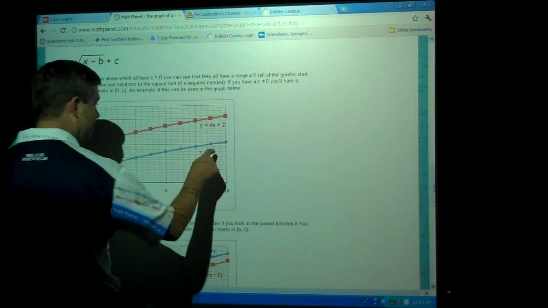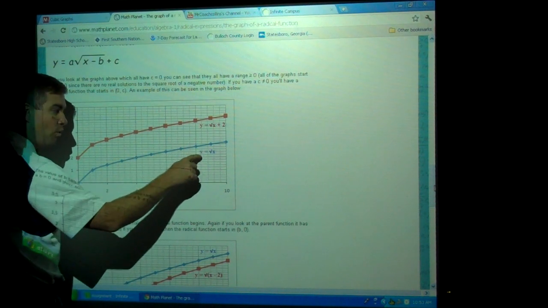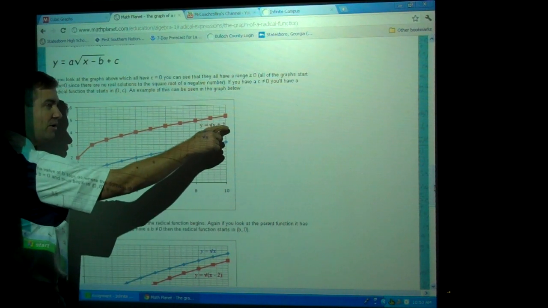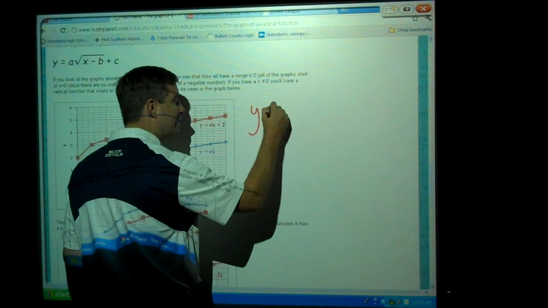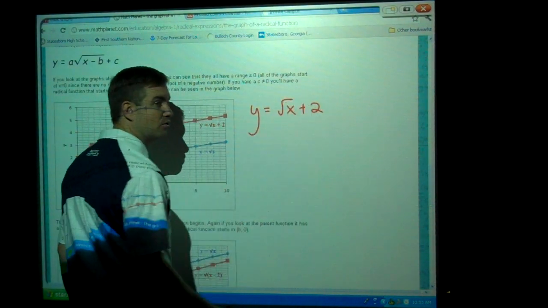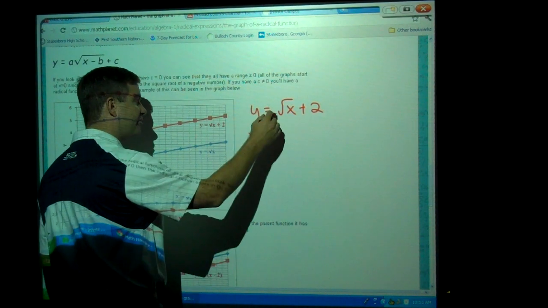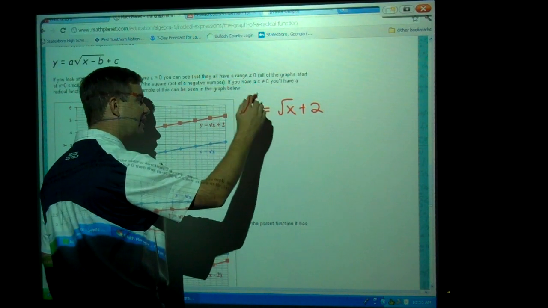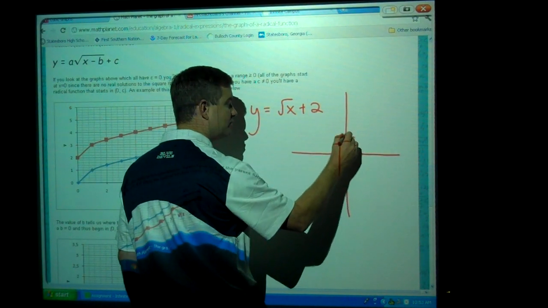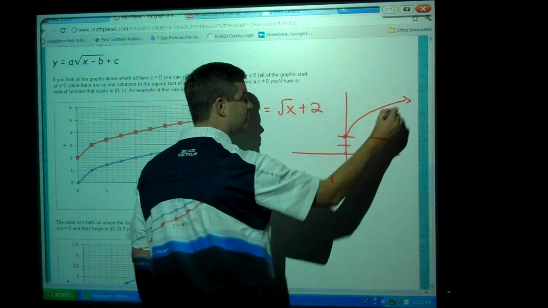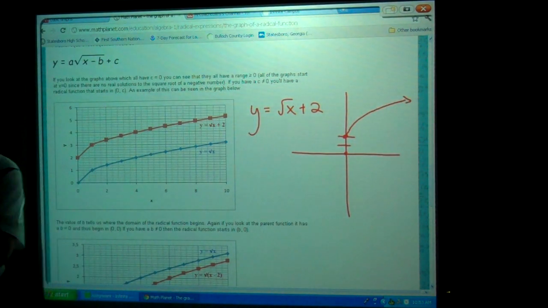If I change the number on the outside, here the blue is normal, y equals root x. If I put a number on the outside, that simply moves my starting point up 2. I'll do it over here. Y equals root x plus 2. Everything's the same. It's standard. I haven't shrunk it or stretched it. It's not inverted. All I do is instead of starting at 0, 0, I go up 2, and that's where I start. And there's my graph. Now we talk about domain and range. It gets interesting. Now you really have to understand what's going on.